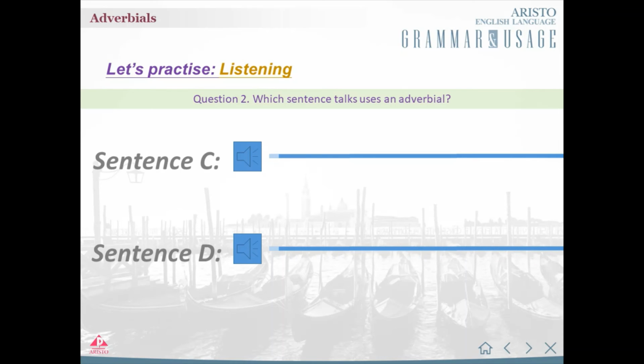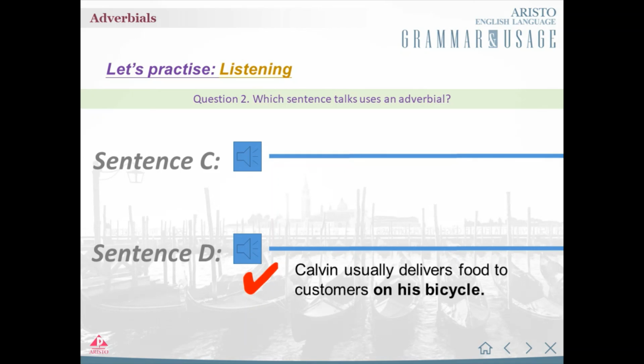I repeat. C. Calvin rides his bicycle when he makes food deliveries. D. Calvin usually delivers food to customers on his bicycle. The answer is D. Calvin usually delivers food to customers on his bicycle.